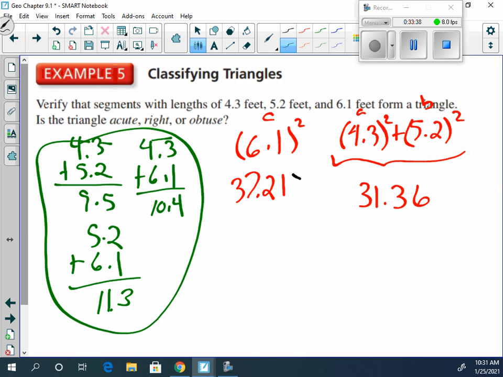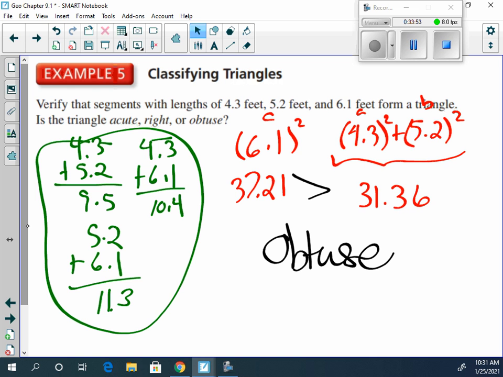Greater. c is bigger, yes? So if c is bigger, is it acute, right, or obtuse? Obtuse. Since c squared is bigger, it is obtuse. That's it. That's all we have to do for this. Questions on this?